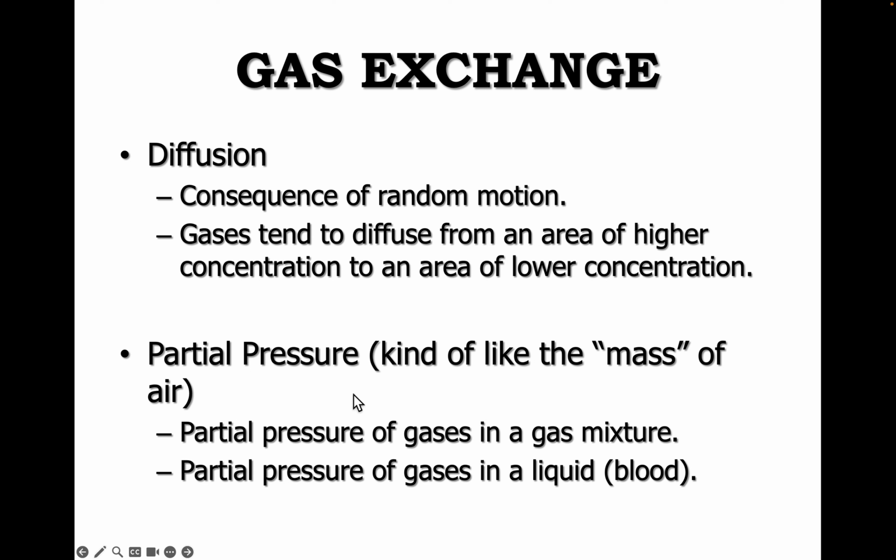So we can look at the partial pressure of gases in a gas mixture, so how much carbon dioxide and oxygen we have in a gas mixture. But we can also look at partial pressures of gases in a liquid, for example, the blood. We carry gases in the blood, and we can look at the partial pressures of those gases, or essentially how much gas we have in the blood, as well as how much of different gases we have in the air.